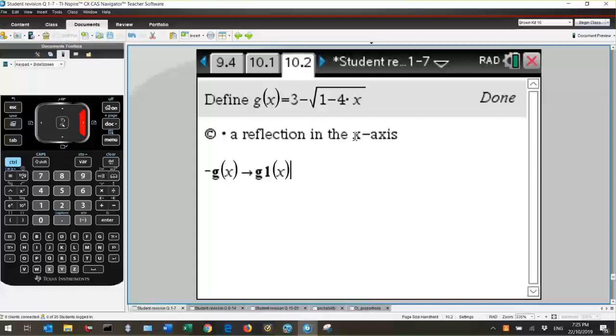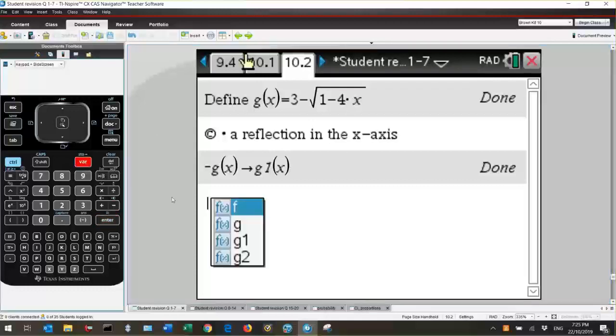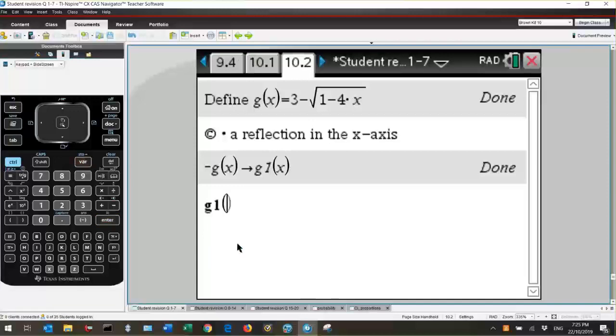And what I'm going to do is store that as g1 of x. So it's a new function g1 of x, which is a transformation. If I now want to know what the rule is, I actually don't need the intermediate steps, but if I needed them, just find g1 from the var menu, g1 of x, and that's the rule after it's been reflected.